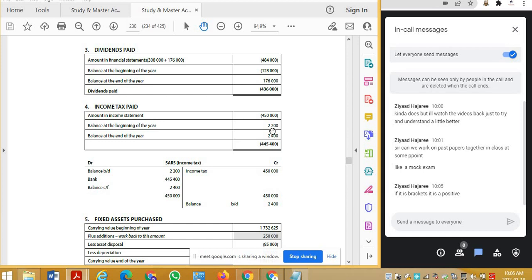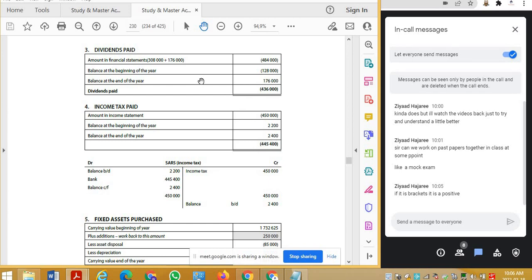And this 2.2, which is the beginning of the year, is an asset from SARS. We are going to get this money back because they owe us. And at the end of the year, it's a positive, the liability, because it shows that we have not paid the 2,400 Rand. That's why it is a positive, because we haven't forked over the cash to settle this liability.